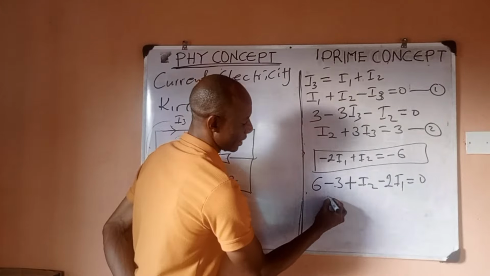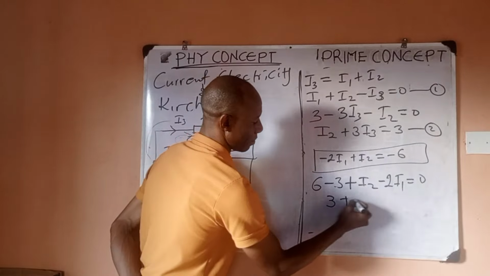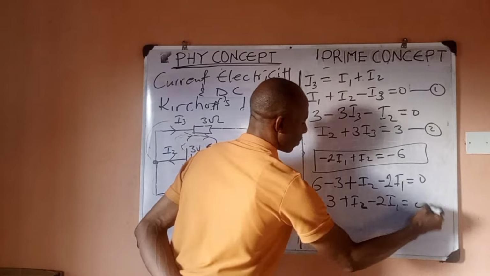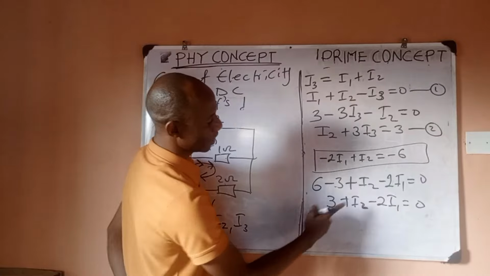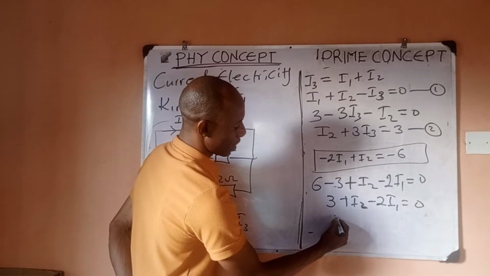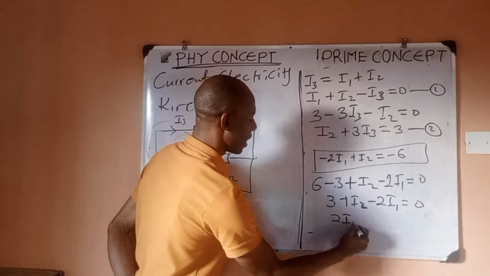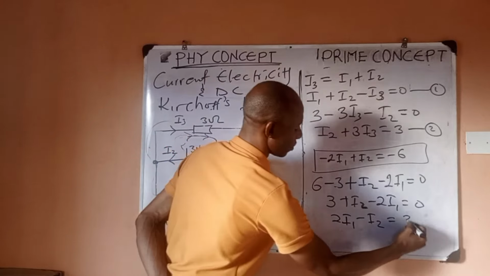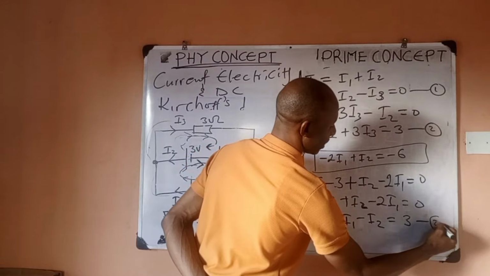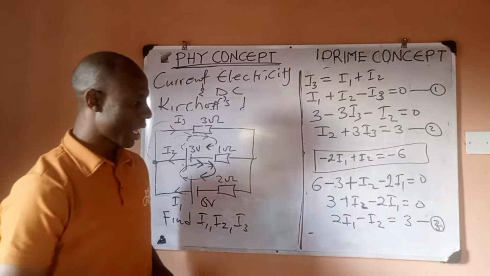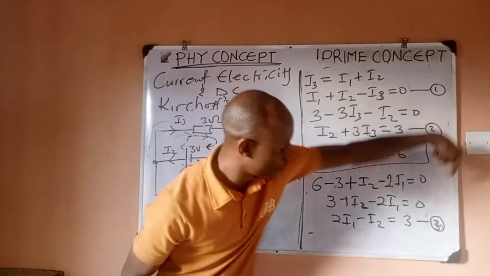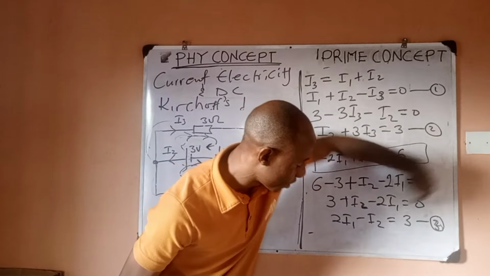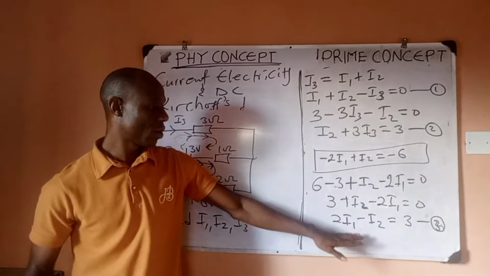6 minus 3 is 3 plus I2 minus 2I1 equals 0. If I'm to arrange this, I would have 2I1 minus I2 equals 3. This is equation 3. What I did was I moved this to this side, so it became plus. This one followed it, it became minus. I left this one here. So this is what you would have at the end.